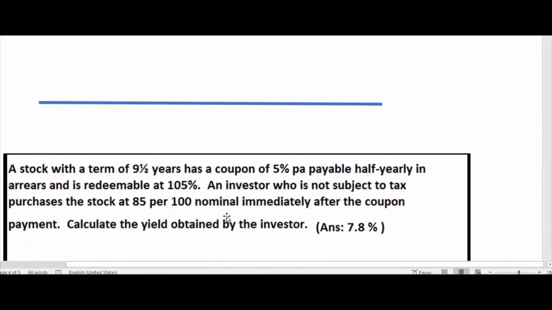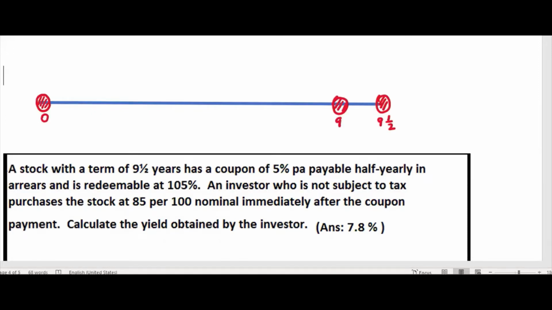In actual science, when we say stock, it's not about share or equity. We're talking about a bond here. You write 1 here, 5% per annum payable half yearly in arrears. This means 2.5 every half year. So here 2.5, here 2.5 in arrears, and the total is 5 in a year.